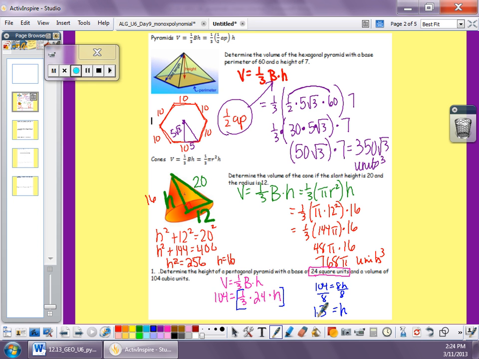That might be easier. Not what I originally did. I multiplied by 3 and got 312 equals 24h, and then I divided both sides by 24. Nonetheless, h still gives you 13.